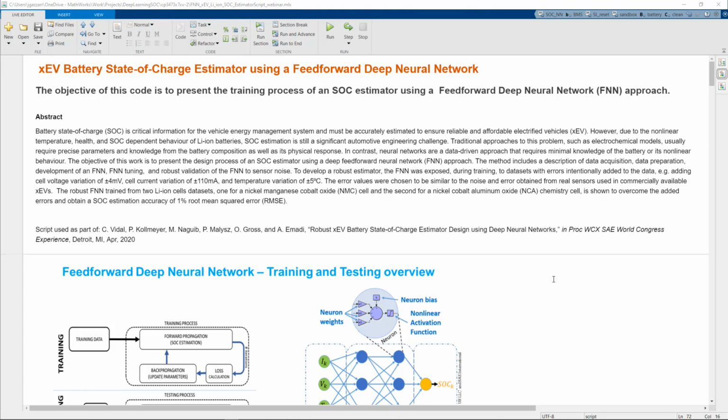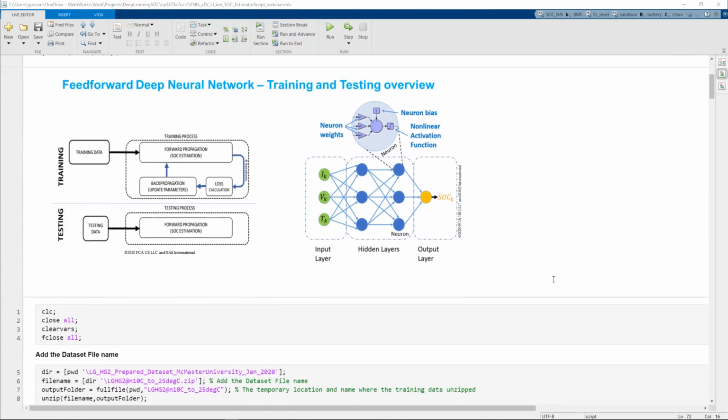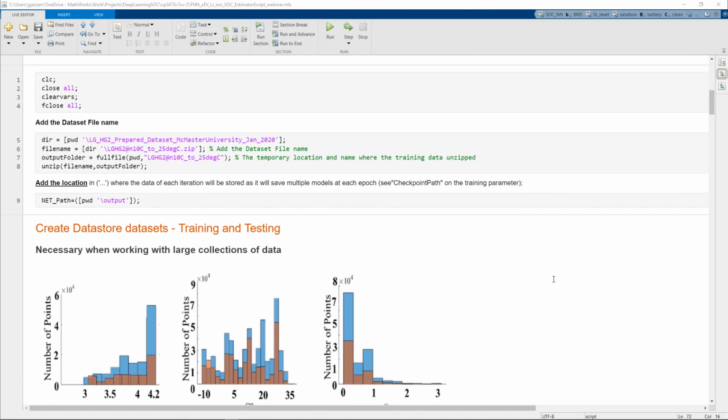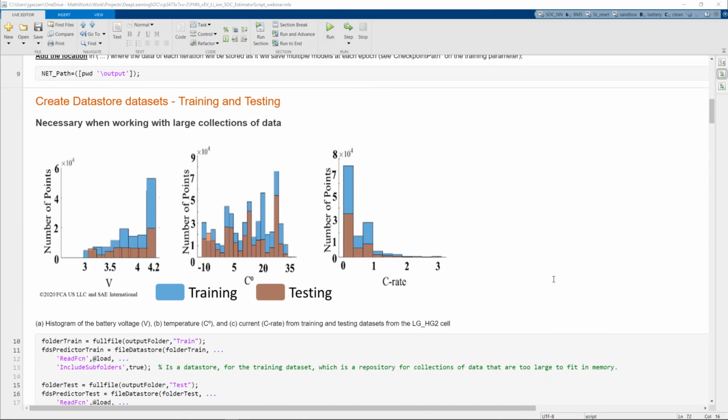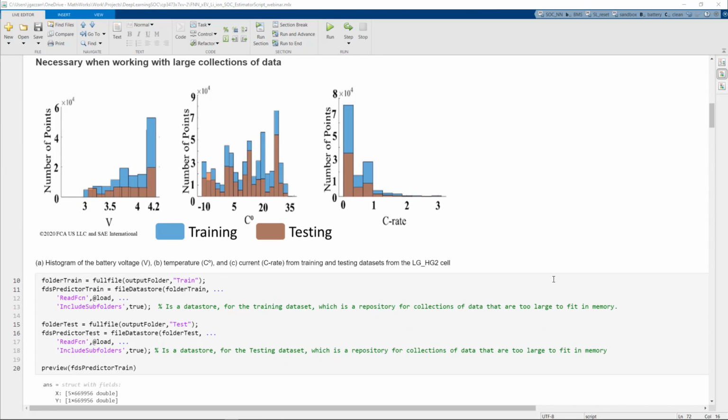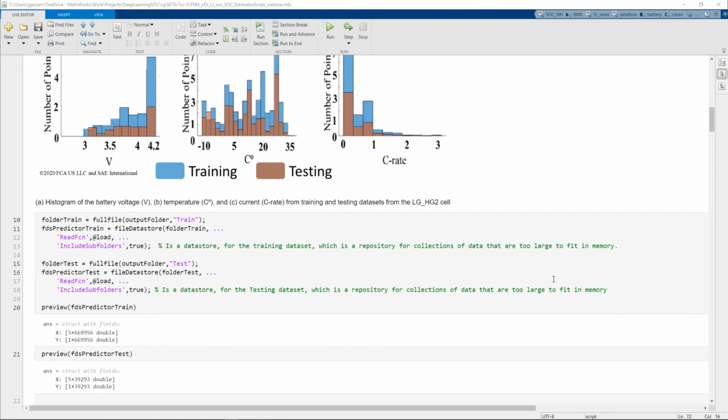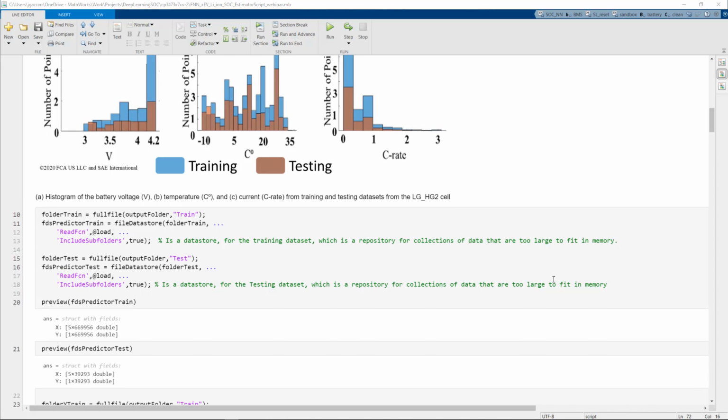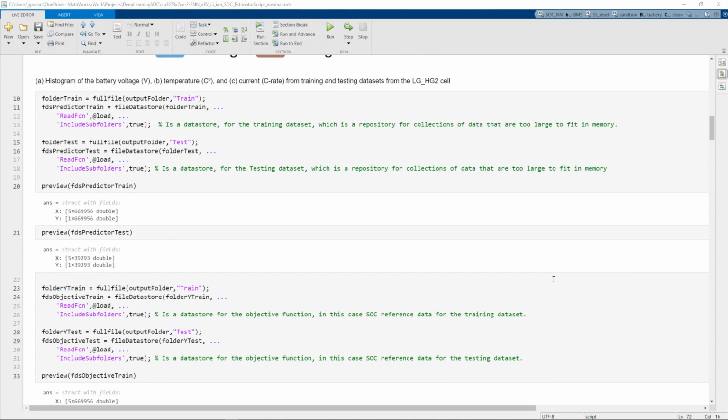Now I'll walk you through the MATLAB script that does the training and testing of the network. The first thing is to create data stores to contain the training and testing data. Data stores are MATLAB constructs that allow us to store large amounts of data, even larger than the memory of the computer. Separate data stores are used to contain inputs, or in machine learning terms, predictors, and outputs, also known as responses data.